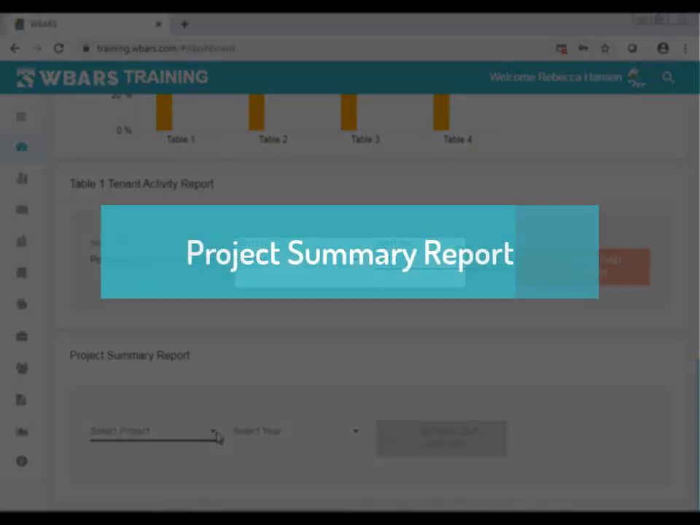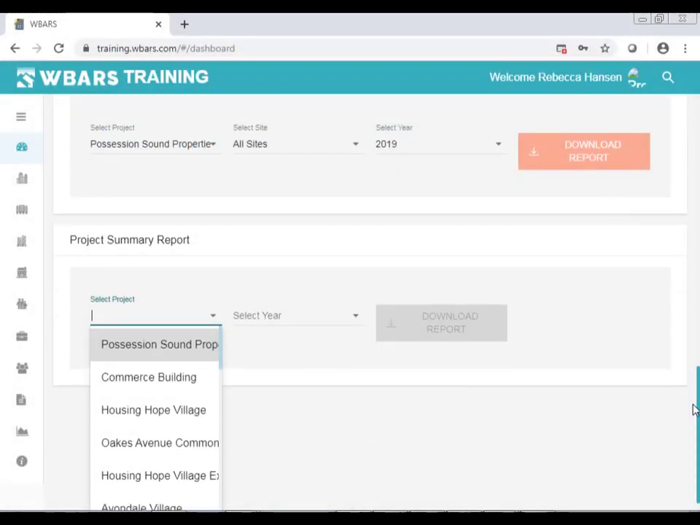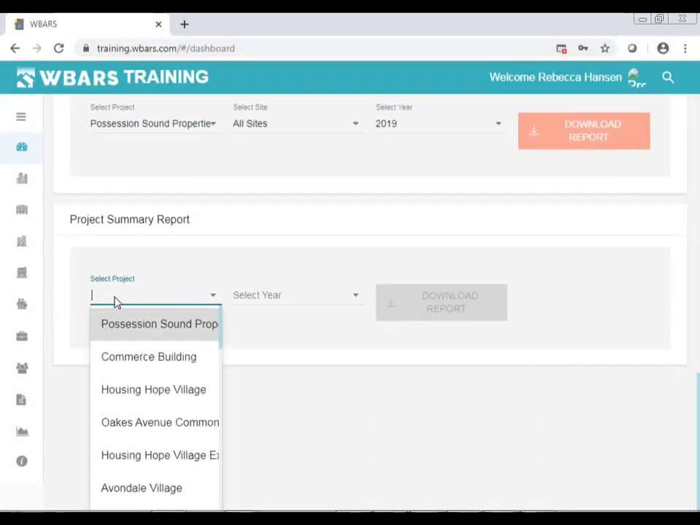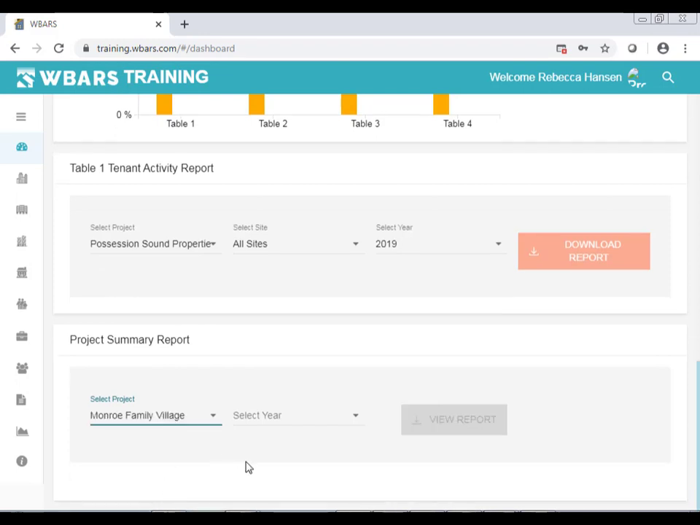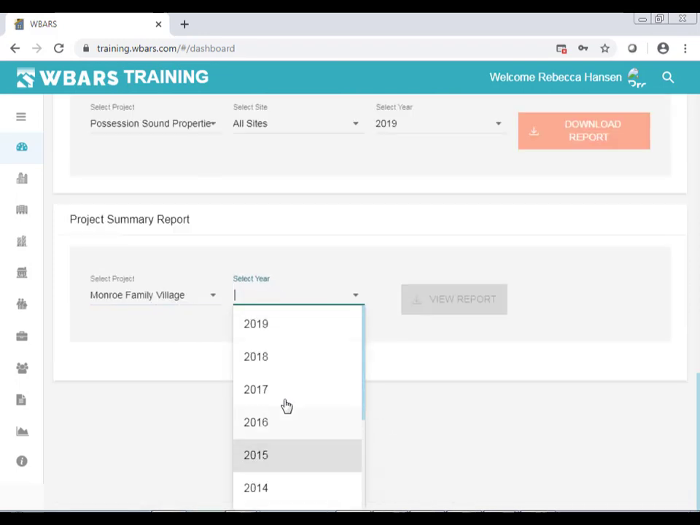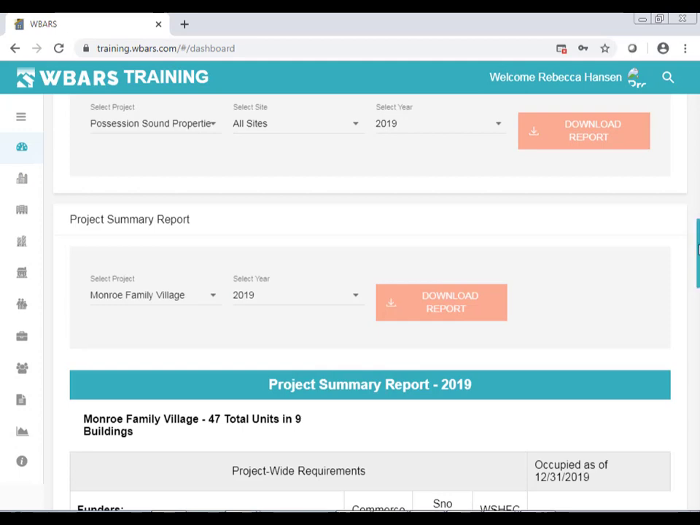So just a note on that. On the project summary report, that's a really good place to see, okay, you have all your information in. What does it look like right now? How is my compliance looking at this point in time? And I am going to use Monroe Family Village today as our example. And so I'm going to look into 2019, and that's going to show me where I'm at. At this area, I could go view report, and my report will show up on the bottom of this page.